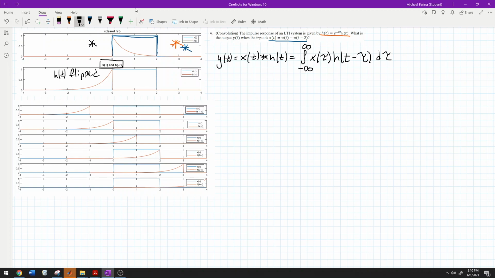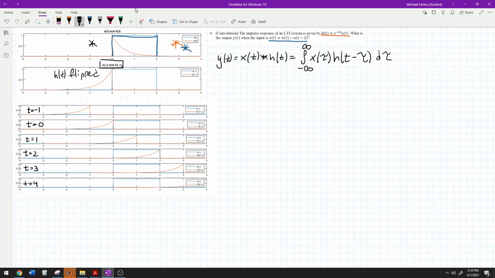And if you look down here, here's a couple more plots just to show what happens as the input x is being passed through the system. So this is at t equals -1. This is at t equals 0. This is at t equals 1. This is at t equals 2. This is at t equals 3. And this right here is at t equals 4.